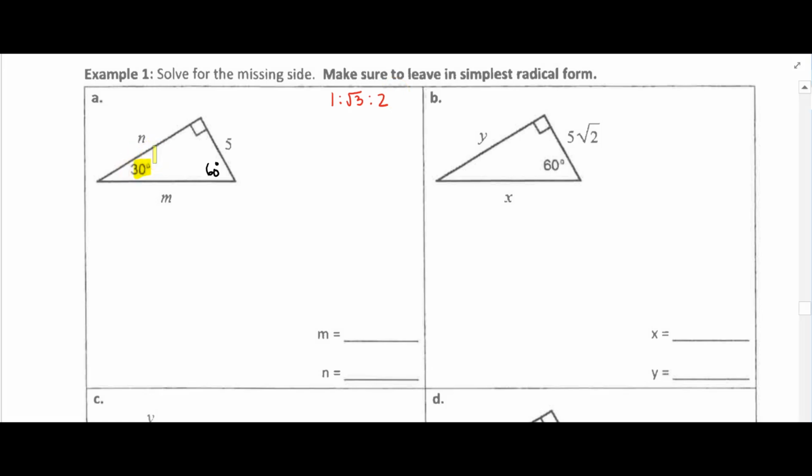So I know that my short leg has to be opposite that in the triangle. So I'm going to give this a 1. And then here's my 60. So I know opposite that has to be my long leg. So that's going to get a root 3. And then the remaining side is my hypotenuse. That's going to be a 2.